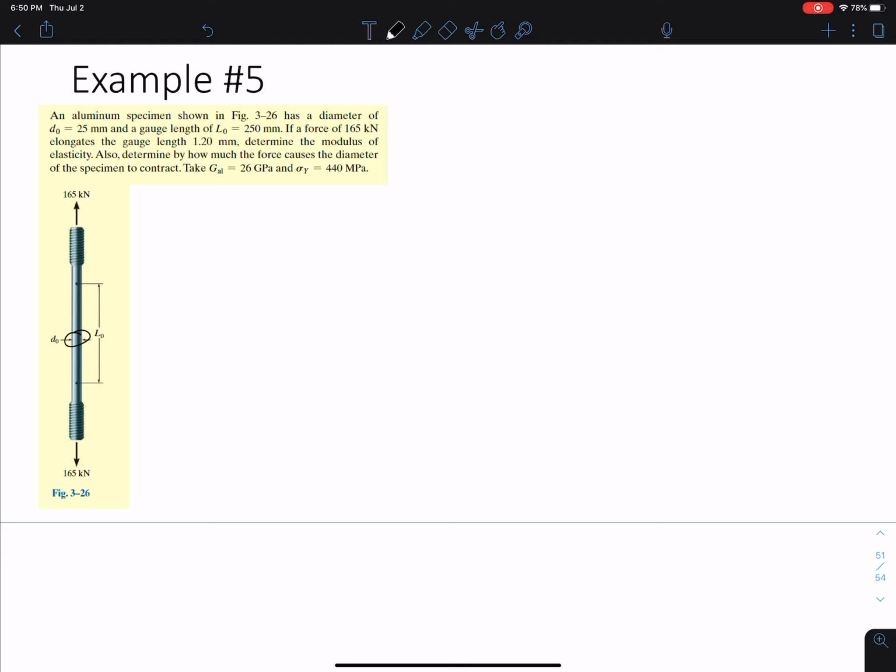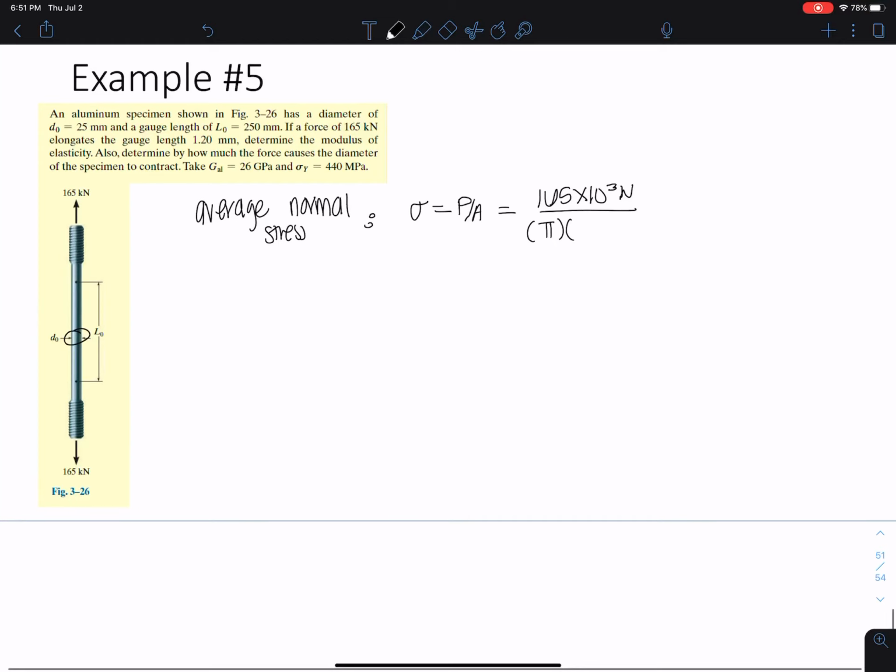The first thing we can find is our average normal stress. We know we're going to have to deal with normal stress, because this is axial deformation. That's the first thing we can really find, because we're given the 165, which I'm going to put in newtons, and we're given the area, pi times r squared, and we get 336.1 megapascals.